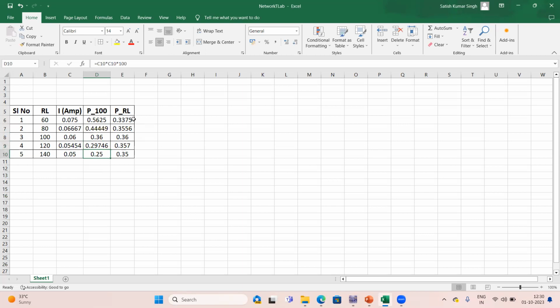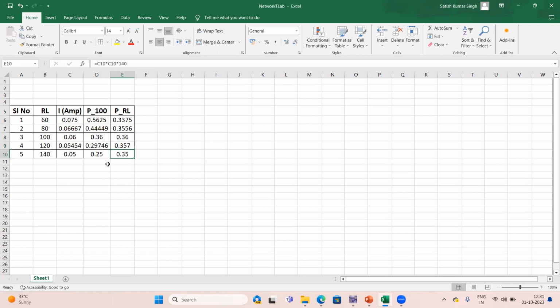But if you observe the power delivered to the load, here it is 0.3375 watt, and now it has increased to 0.3556. And now when this RL is equal to RS, the source resistance, 100 ohms, at that time this value is equal to 0.36 watt. If you further increase this RL value to 120, then again you can observe the power delivered to the load is less than 0.36. If you further increase it to 140 ohms, again it is reduced to 0.35.